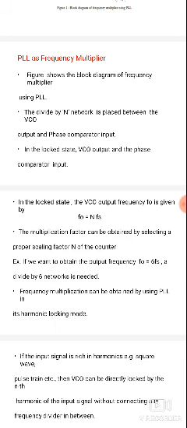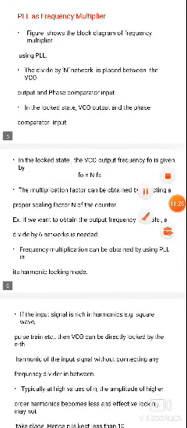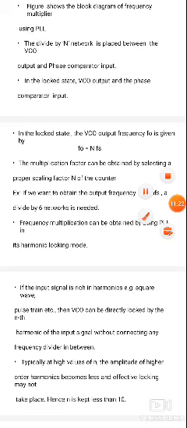So in the locked state, the output frequency F0 of the voltage controlled oscillator is equal to N times Fs. N is the number of multiples or harmonics, and Fs is the signal frequency. So F0 equals N into Fs. The multiplication factor can be obtained by selecting the proper scaling factor N of the counter. So the multiplication factor here is N.